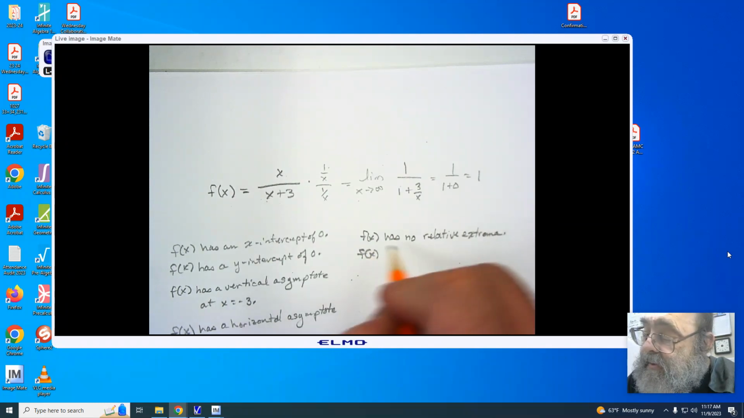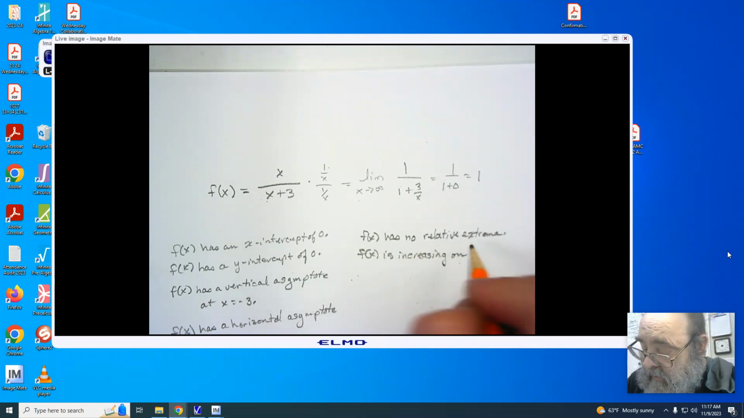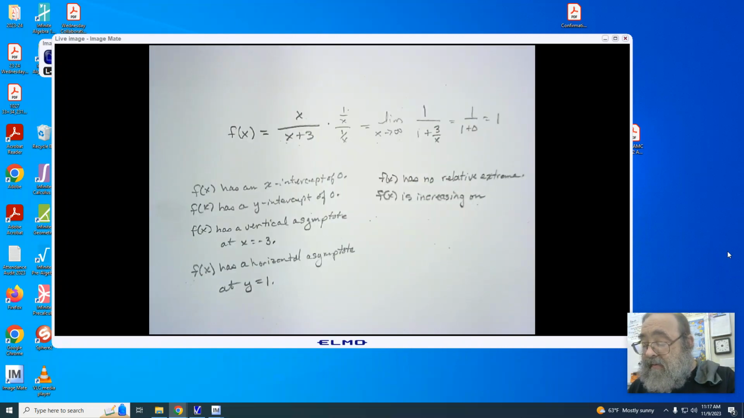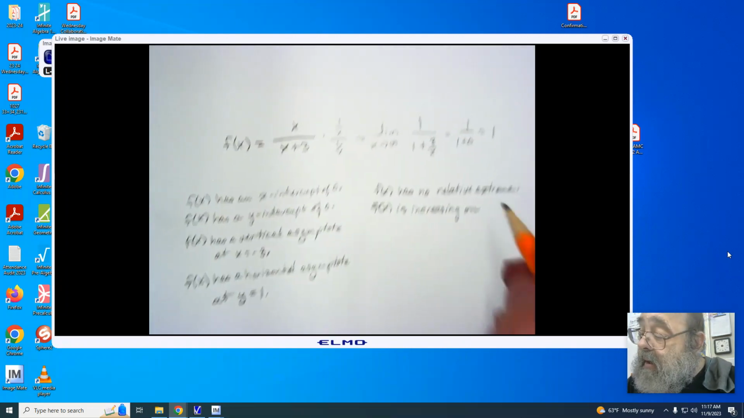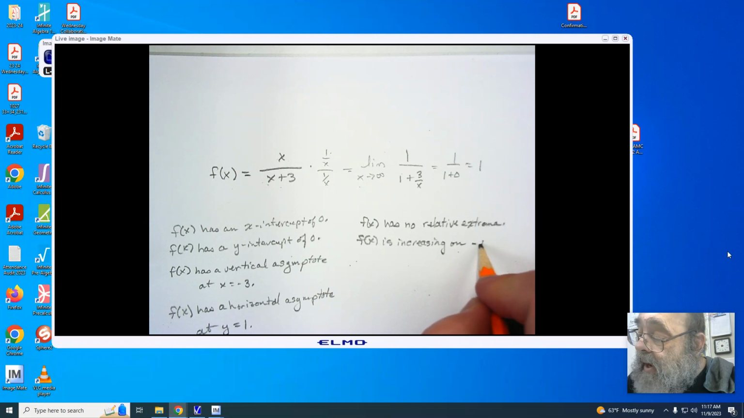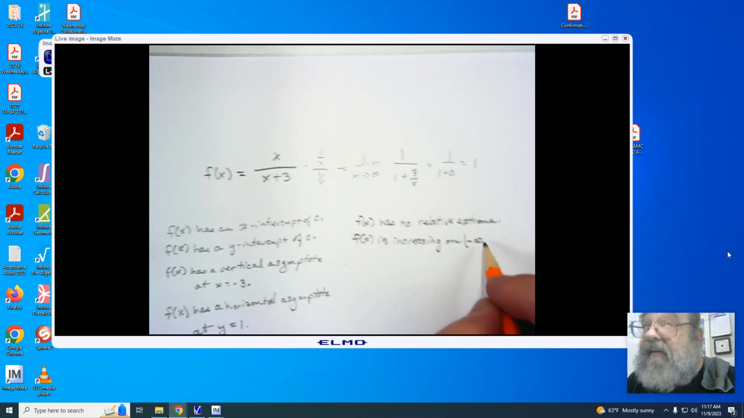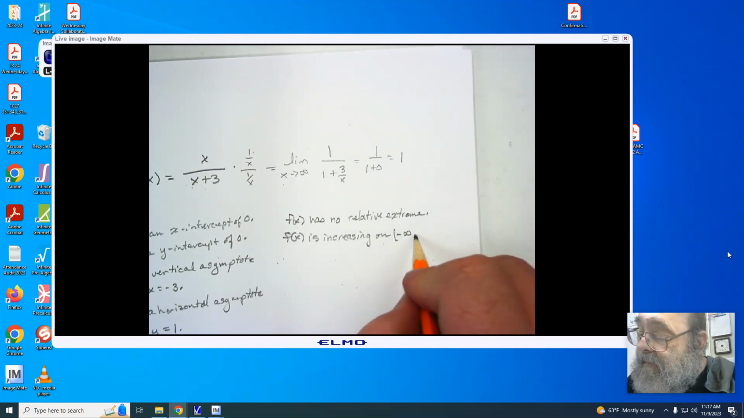F of x is increasing on, and you'll notice I'm going from negative infinity to negative 3. I cannot write a bracket; I have to use a parenthesis at negative infinity, and I have to use a parenthesis at negative 3 because it's an asymptote.